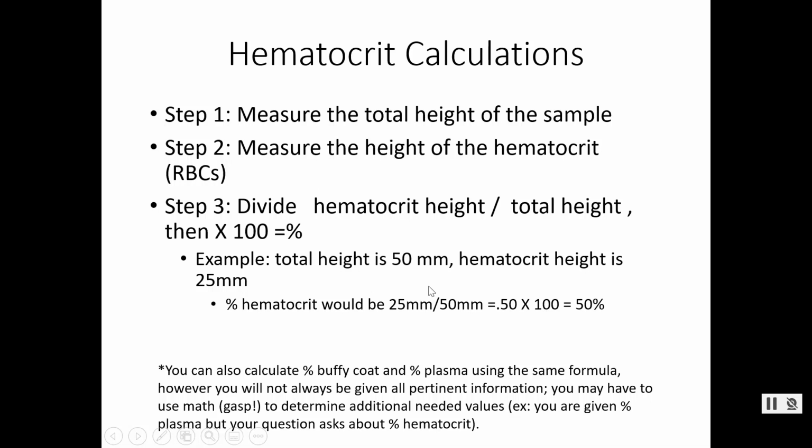Sometimes we'll give you a little bit more information. So sometimes we'll give you the total height, the percent hematocrit, and maybe the buffy coat. Okay, so the only thing at that point we wouldn't know would be the plasma. And we can do a little bit of math, and we can determine the percent plasma as well.